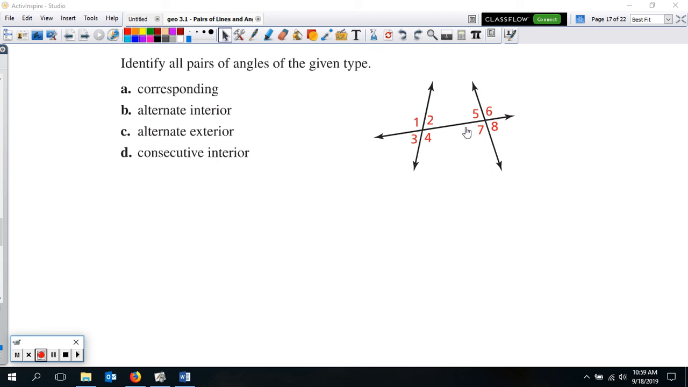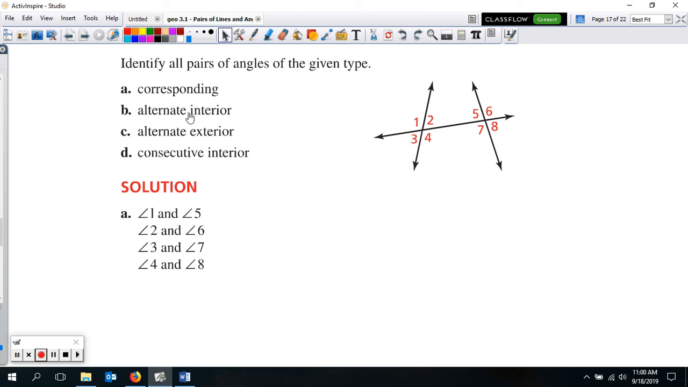So for A, our corresponding, you can see there's your 4 types right here, 1 and 5, 2 and 6, 3 and 7, 4 and 8. They're all going to be in the corresponding position. That means they're on the same corner but different intersections. 1 and 5 are on this corner that's on the upper left of the intersection, but different intersections. 2 and 6 are on the upper right. 3 and 7 are on the lower left. 4 and 8 are on the lower right. So those are corresponding positions.